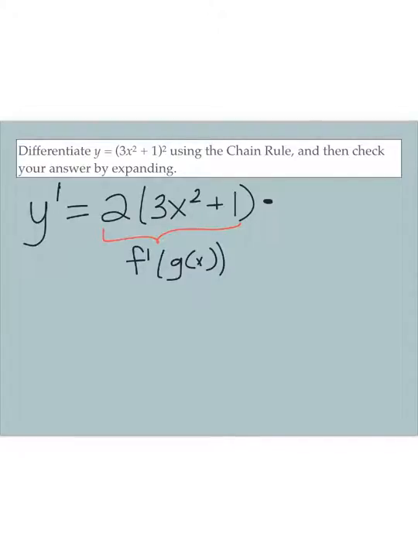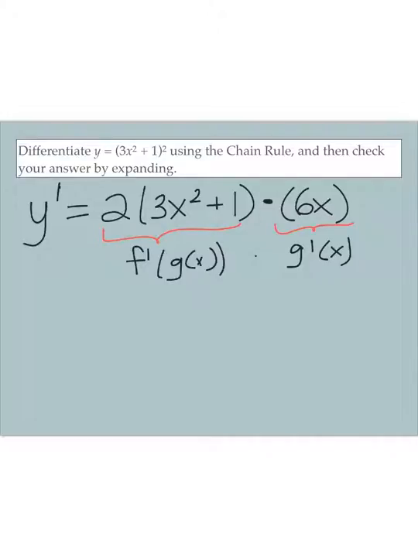So what would the derivative of 3x squared plus 1 be? 6x. That part there is g prime of x. Okay, and so that's the rule: f prime of g times g prime. Honestly, I don't think about the formula of the rule very often when I'm doing it, but like I said, it's just handy to know for future problems.